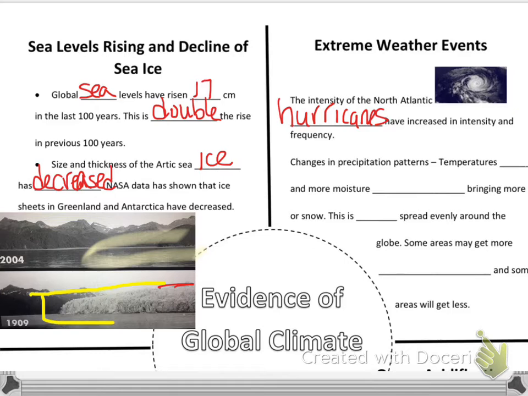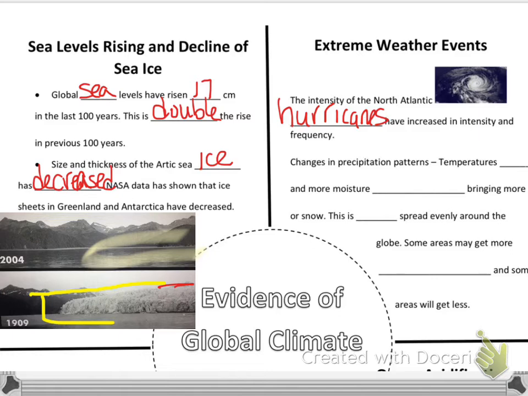Okay. Extreme weather events. So the North Atlantic hurricanes have increased in frequency and intensity. Just think about previous hurricane seasons. They're becoming more and more frequent, and not the seasons, but the hurricanes. And their intensity is stronger. Think about the one that hit Houston a couple years ago and how horrible that was, and other recent hurricanes that have caused mass devastation.